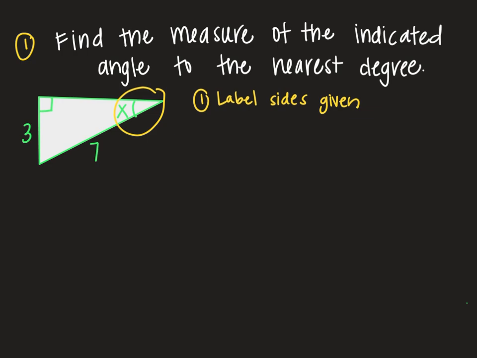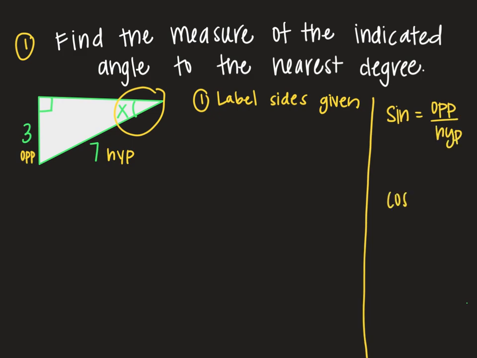The side that is on the opposite side of my x is always going to be my opposite side. So 3 is opposite. And then the side across from my right angle, this side right here, is going to be my hypotenuse. On the side over here, I'm just going to write down my trig functions so we remember. Sine of my angle is opposite over hypotenuse. Cosine is adjacent over hypotenuse. And tangent is opposite over adjacent.